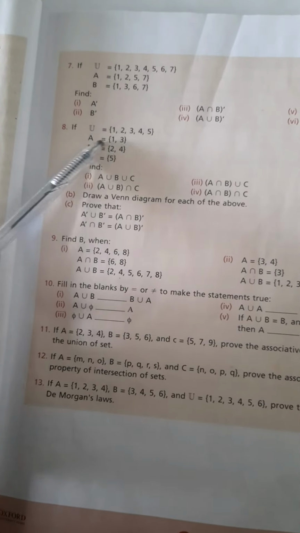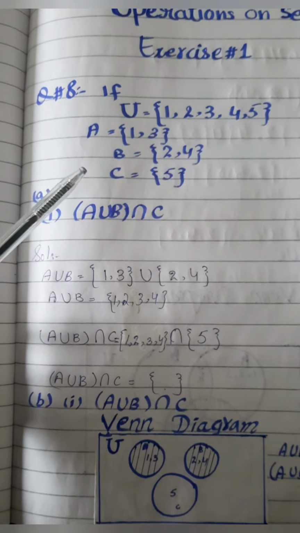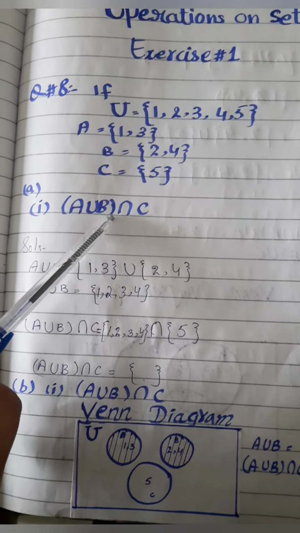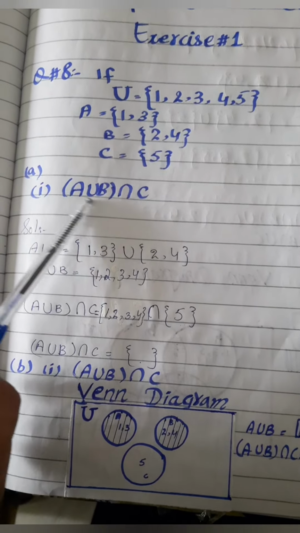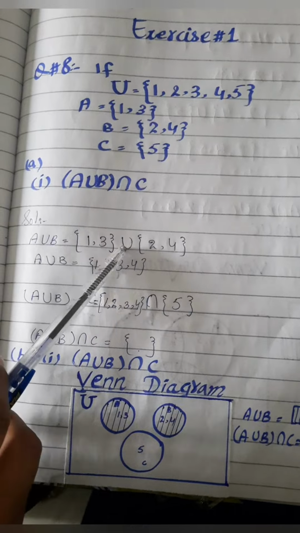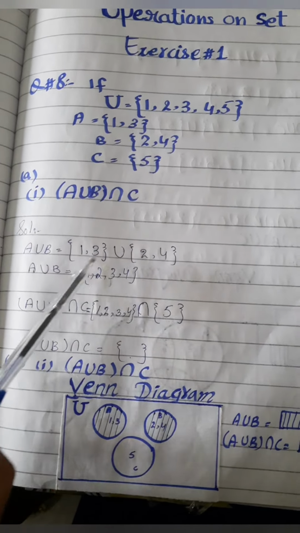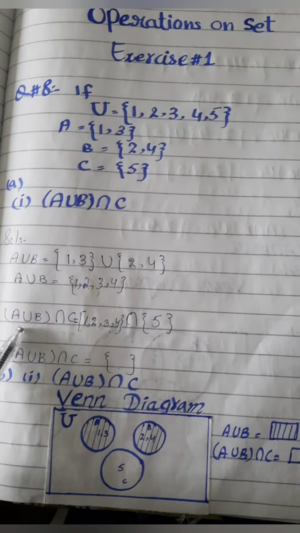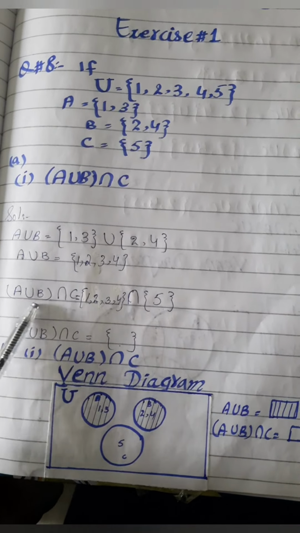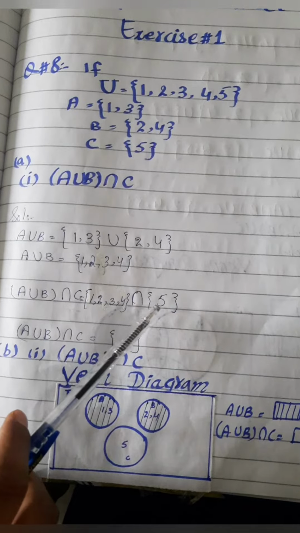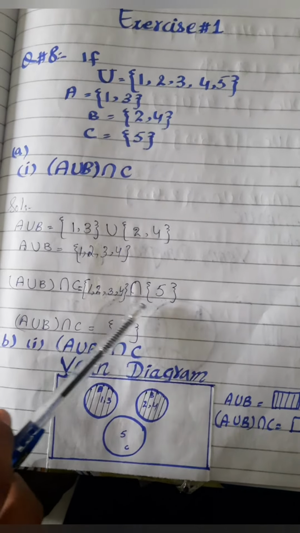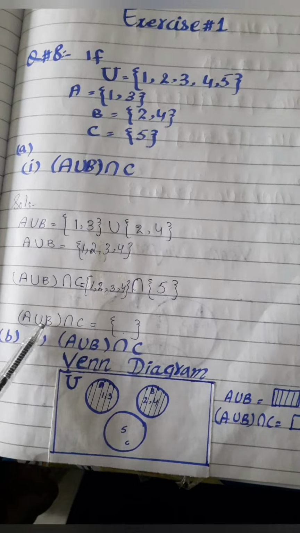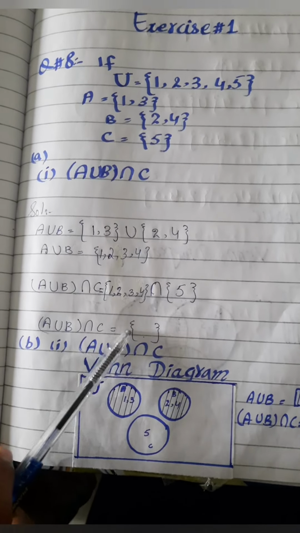Today we are going to solve question number 8. Here the universal set is equal to 1 2 3 4 5, A is equal to 1 3, B is equal to 2 4, C is equal to 5, then we find (A union B) intersection C. Firstly we solve the bracket A union B. A we have 1 3, union B 2 4, then the union of both we have 1 2 3 4. (A union B) intersection C: A union B we have 1 2 3 4, intersection C we have 5. There is no common value in both sets, so (A union B) intersection C is an empty set.